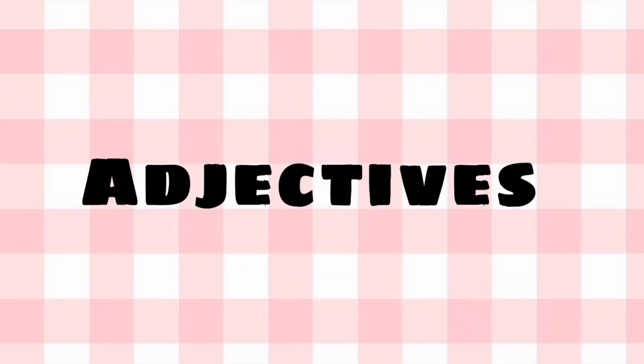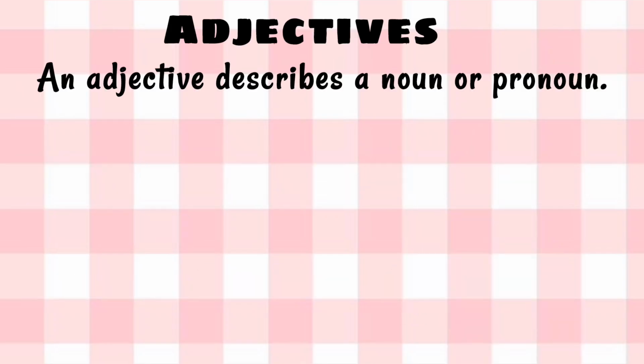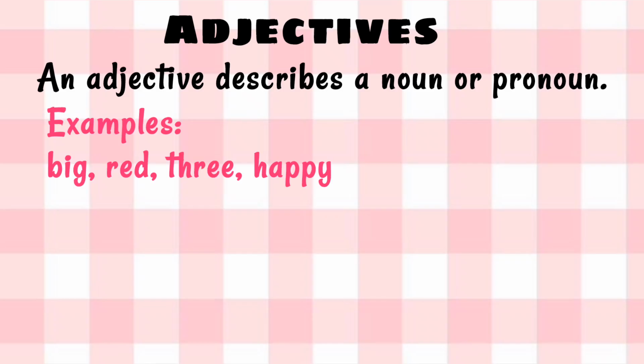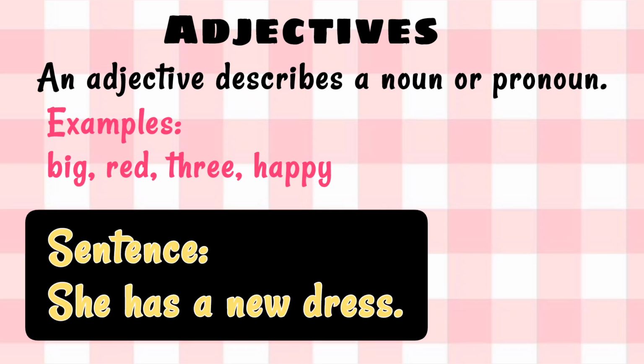It's something that Maria is doing, it's a mental action. We move to adjectives. Adjectives are words that describe the noun or the pronoun. That's very important to know that it only describes the noun or the pronoun. Examples of adjectives include words like big, red, tree, and happy. In our sentence, she has a new dress.